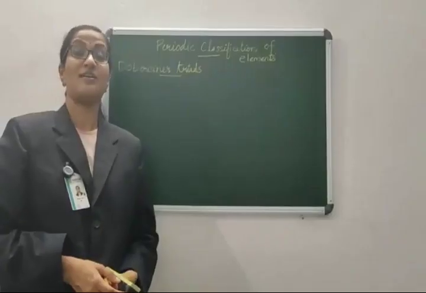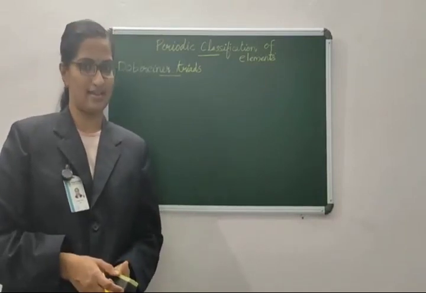So children, the scientists continuously made attempts to classify the elements in an order, just as we arrange the things in our rack. The scientists tried their best. Finally, a scientist came with the first classification. The name of the scientist is Dobereiner. The first classification is Dobereiner's classification. Dobereiner is a German scientist.